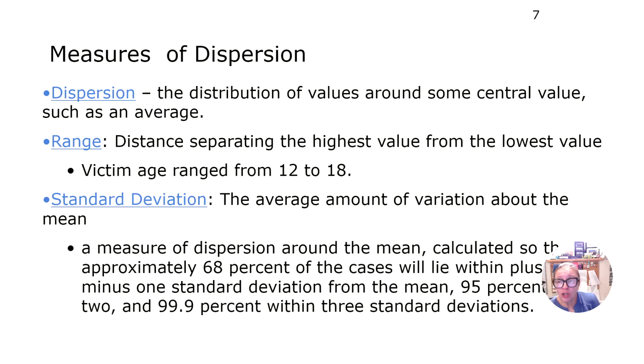We can also measure dispersion. This is how our data is spread out, whereas measures of central tendency tell us where our data clusters. Dispersion is the values around a central value, usually the average, okay? You remember we talked about standard deviation and variance. Those are measures of dispersion.